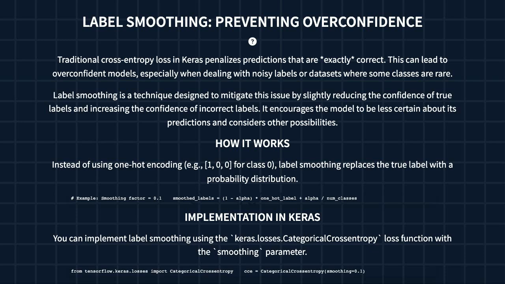We can add a small amount of probability to the incorrect labels and reduce the probability of the true label slightly. This helps create a more robust and less overconfident model. You implement it using Keras' categorical cross-entropy loss function. Just adding a smoothing parameter value like 0.1 is common.